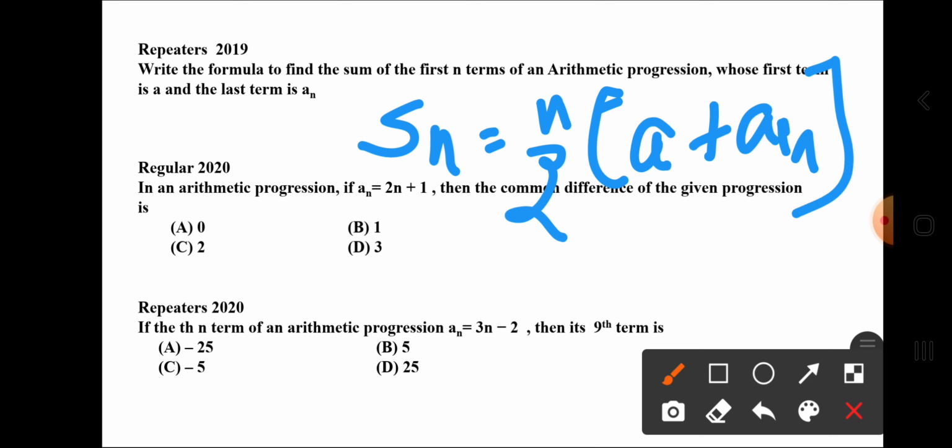So the formulas are very important. You need to remember them, even if they ask for the formula or not, because for solving the problems you need to remember those formulas.